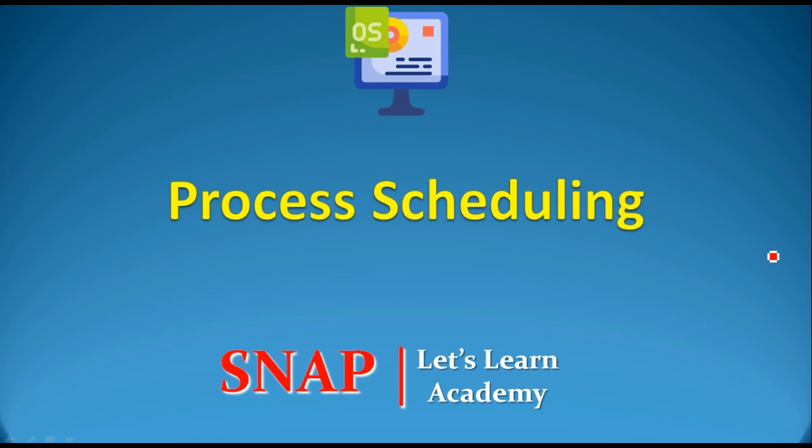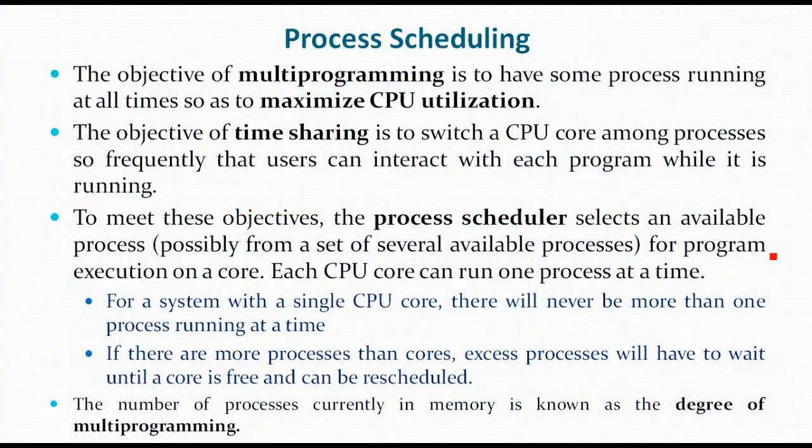In this session we are going to discuss process scheduling. In process scheduling we have multi-programming. The main objective of multi-programming is to have some process running at all times so that we can maximize the utilization of the CPU. Therefore, we say that the main objective of multi-programming is to maximize CPU utilization.